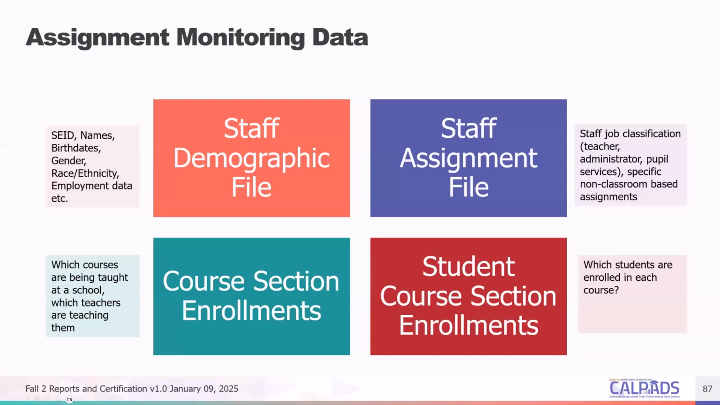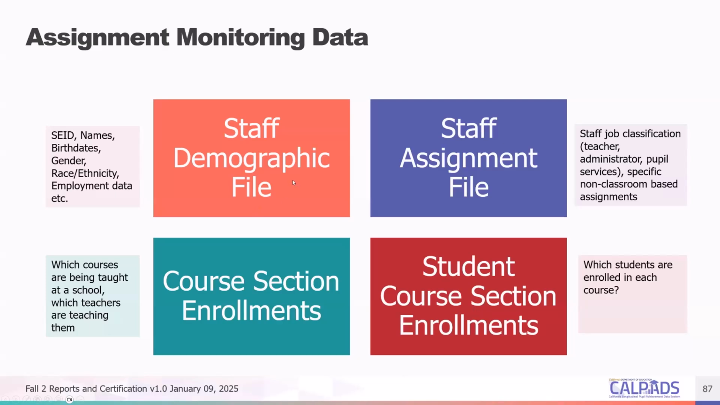The staff demographic, the staff assignment, the course section, and student course section enrollments all play a part in assignment monitoring. A lot of times we focus on staff assignment and course sections, but when you think of special education authorizations or EL authorizations, the student enrollment can play a factor in whether or not that staff member is authorized to teach content to this group of students.